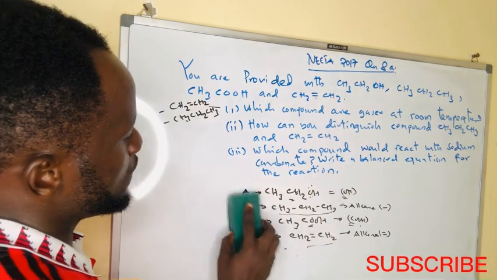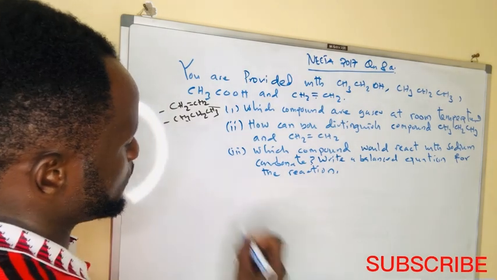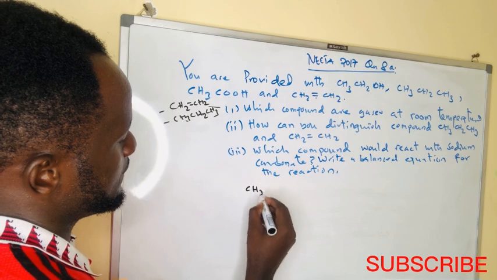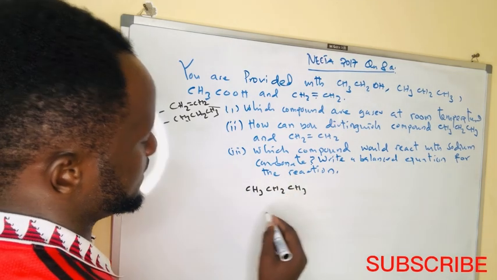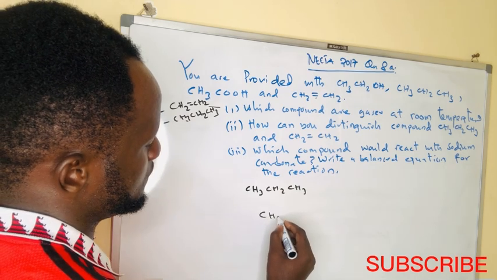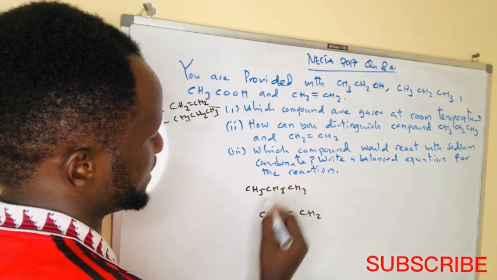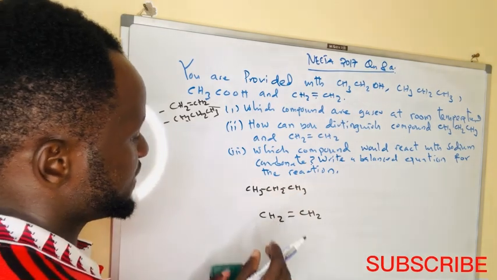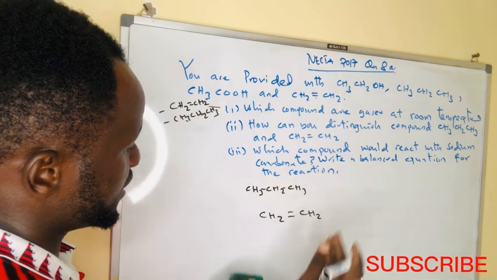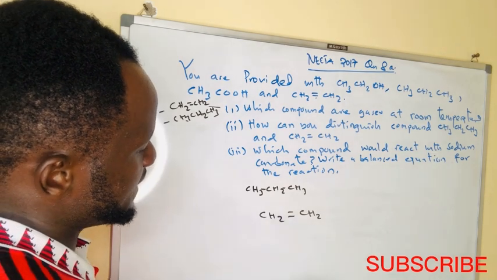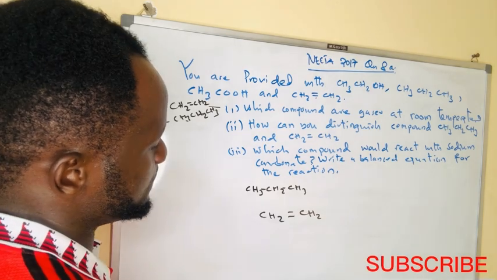Then number 2, how can you distinguish the alkane, which is CH3CH2CH3, and CH2=CH2? How can you distinguish them? So the alkane is a saturated hydrocarbon that contains the maximum number of atoms on each carbon, but the alkene is unsaturated, which means it lacks some atoms.